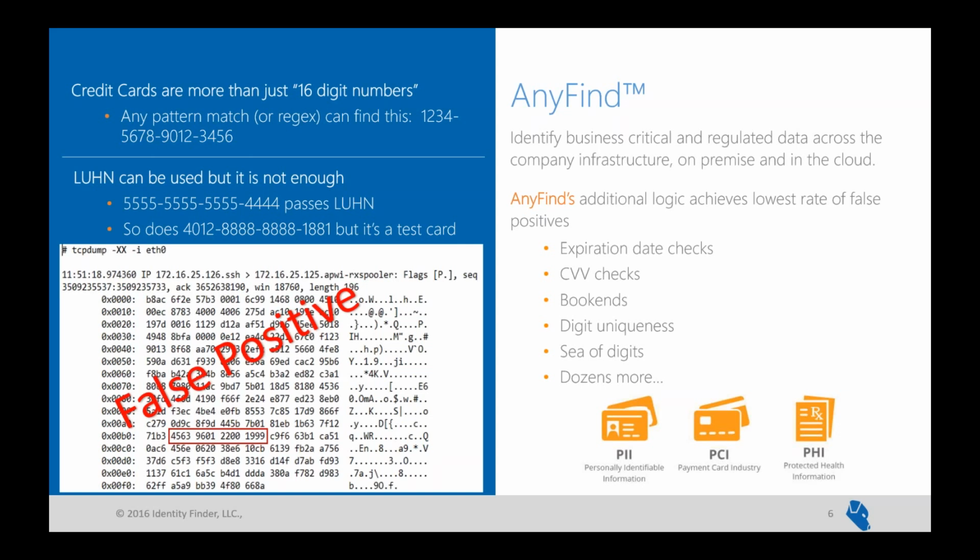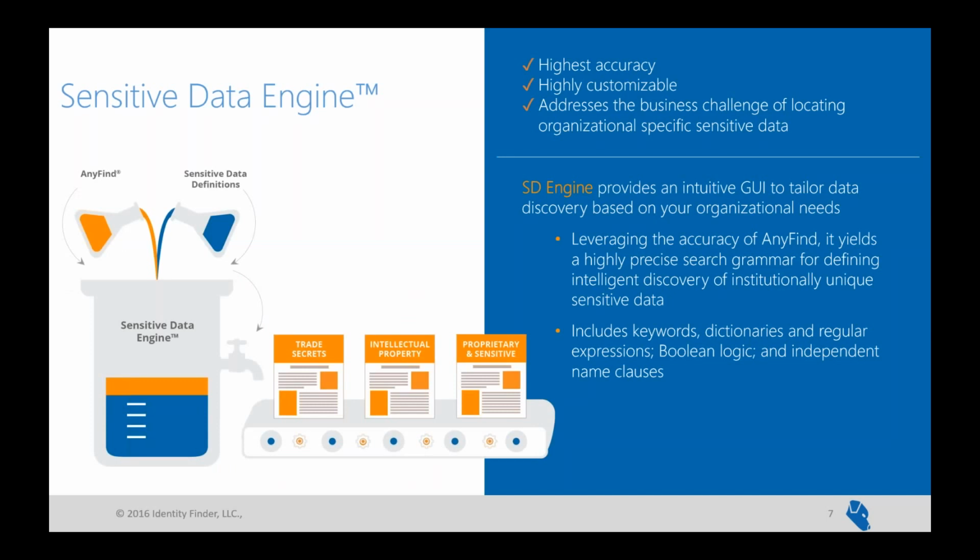Excellent slide. So building on AnyFind, the ability to locate proprietary institutional data, on the other hand, that is sensitive data that can only be understood and identified by the owners and creators of that data, was the inspiration behind our Sensitive Data Engine, which is new in 9.0.